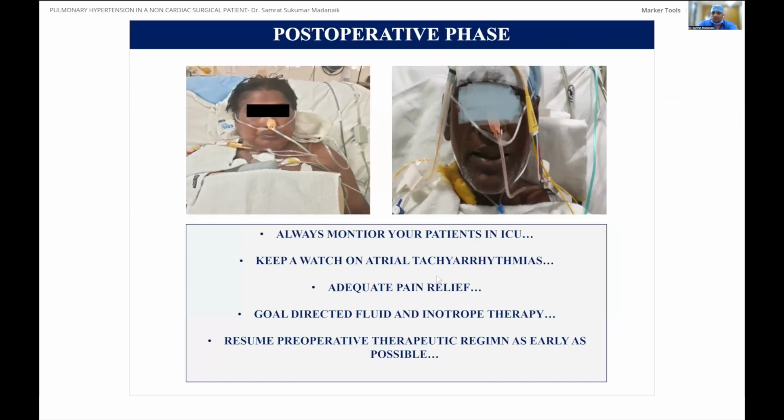So basically, in the post-operative period, always remember to monitor your patients, keep a watch on atrial tachyarrhythmias, and make sure the patient gets adequate pain relief, because pain again can be a precipitating factor in the post-operative period. Goal-directed fluid and inotrope therapy can be used, and always remember, resume the preoperative therapeutic regime as early as possible in this subset of patients.